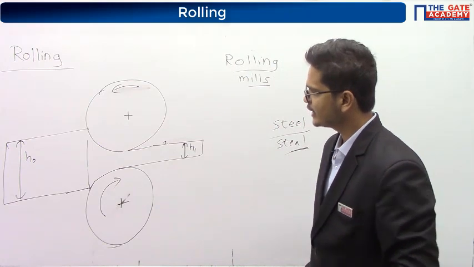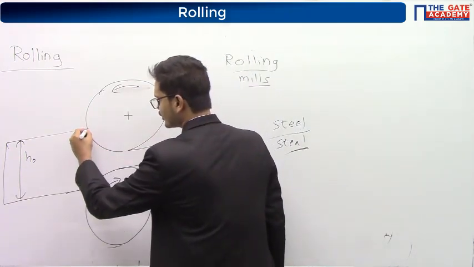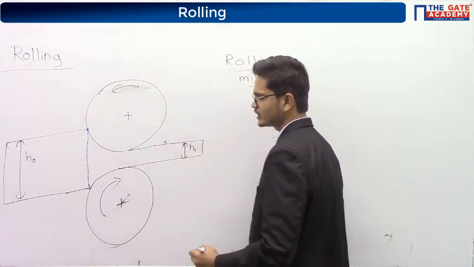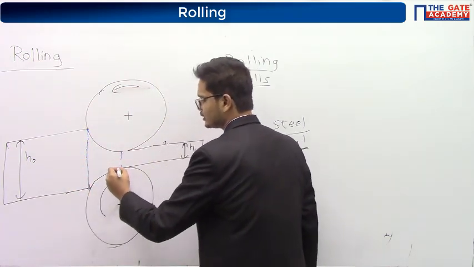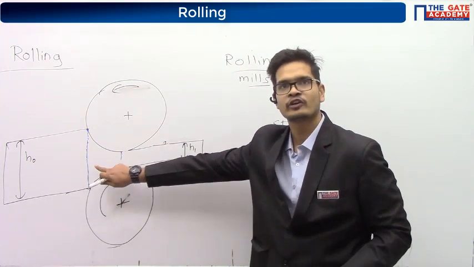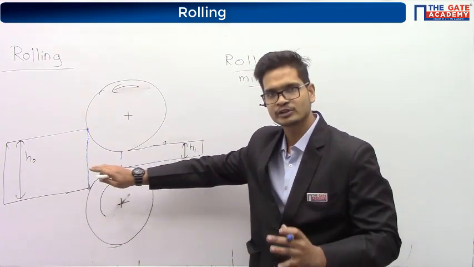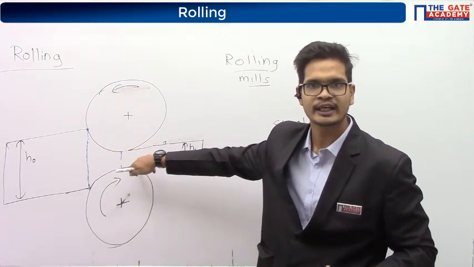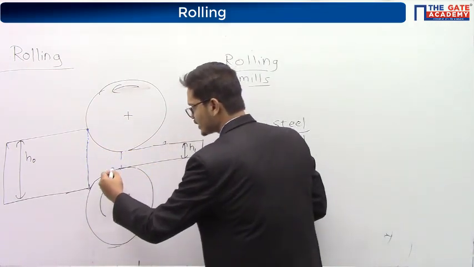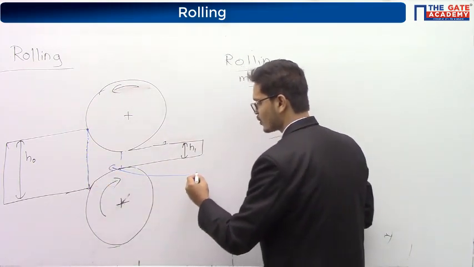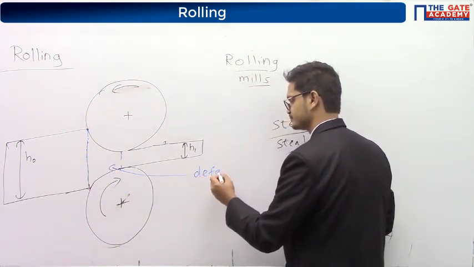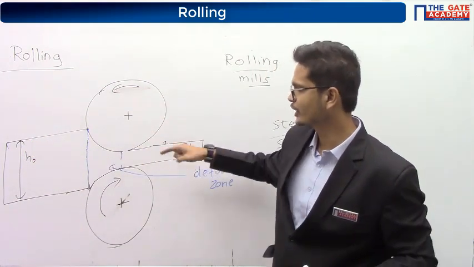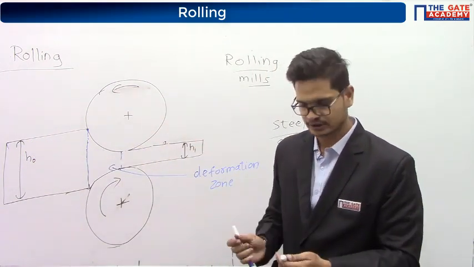Here you can see whatever deformation is needed, that deformation is taking place between these two blue lines. Therefore, this is called the deformation zone. Here we had our initial thickness. The component passes through two rotating rollers and we get a final thickness.